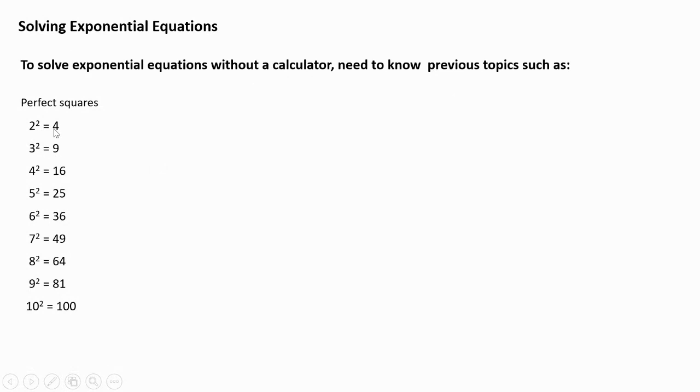Okay, now to solve exponential equations without a calculator, you need to know previous topics such as perfect squares. For example, 2 squared is 4, right? 3 squared is 9, and so forth. So it's wise to know up to 10 squared. But the more that you know, the more power you have on your hands. And the perfect cubes, it's wise to know up to 6 to the third power and stuff.